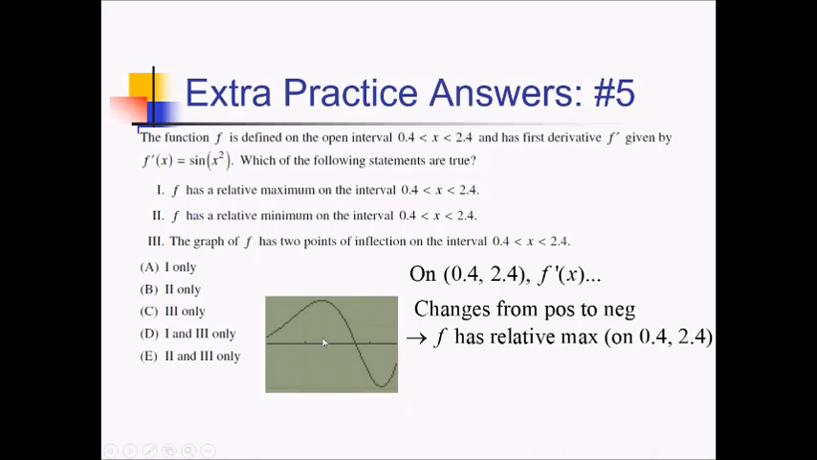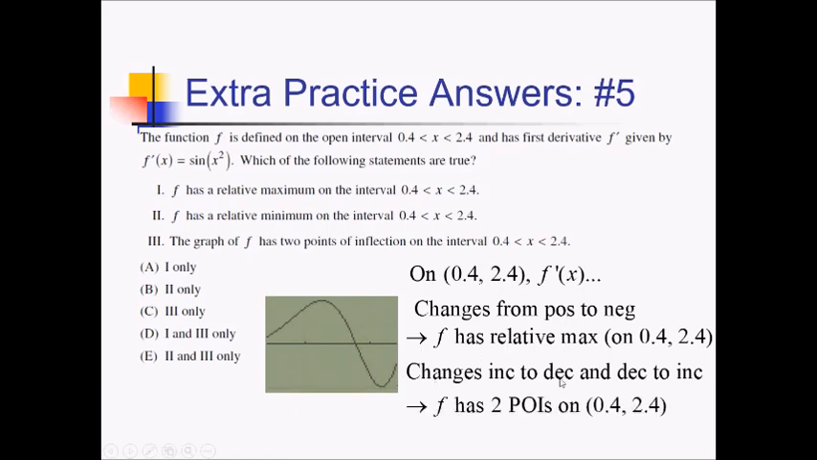So we notice that there are 2 places where f prime reverses directions on here. We're changing from increasing to decreasing right here, and decreasing to increasing over here. Therefore, f must have 2 points of inflection on this interval. So it's going to be options 1 and 3 then, which is going to be choice D.